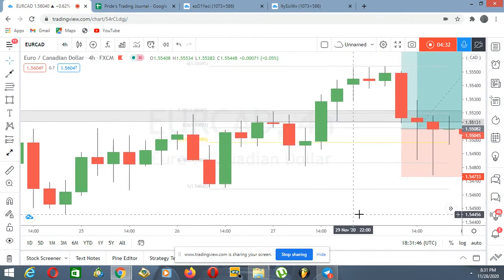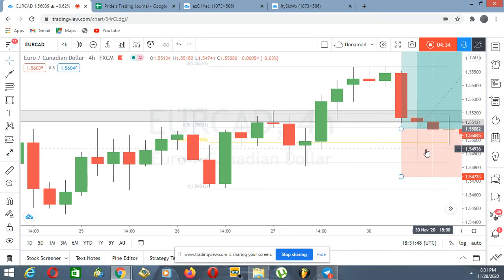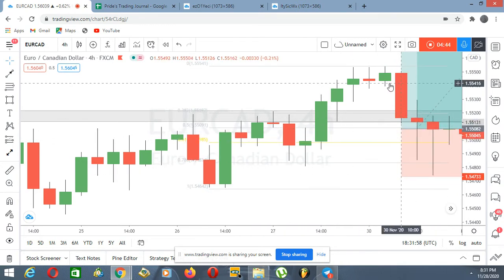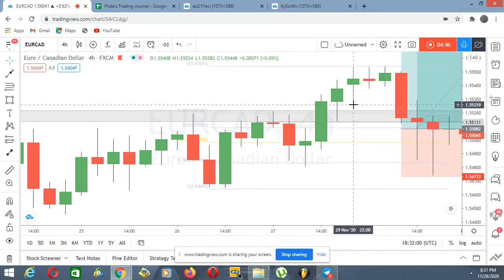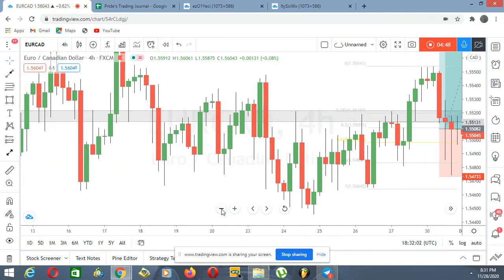This here was a 61.8 feet level that price rejected, this yellow zone here. So we knew that when price gave us a rejection here, we enter our position, we put our stop loss here, we swing this whole move to the upside. And let's see what happened.